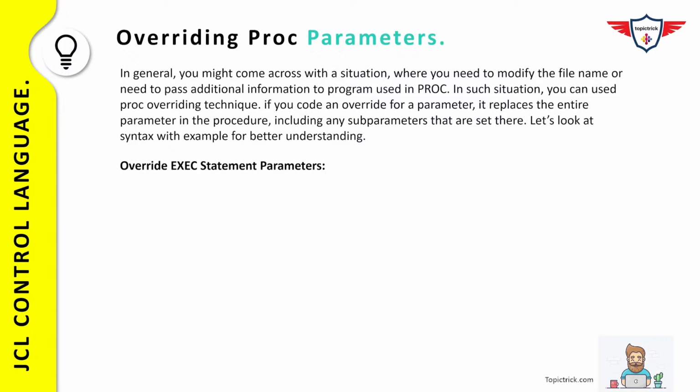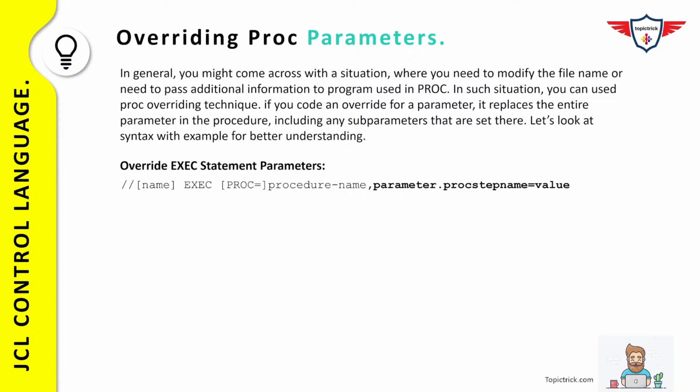The proc overriding technique is the most preferred option, and it will enable you to add, modify, or nullify the values of subparameters which are used in a proc. And with this technique, you are not required to change anything in instream or catalog procedures. Now let's try to understand the syntax of overriding the subparameters used on the proc execute statement and the DD statements.